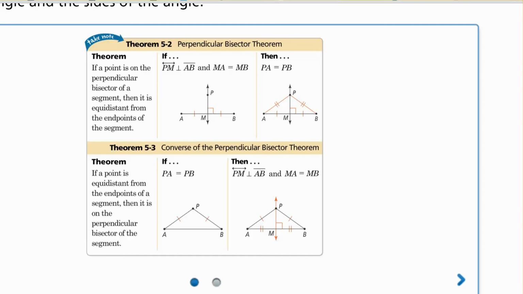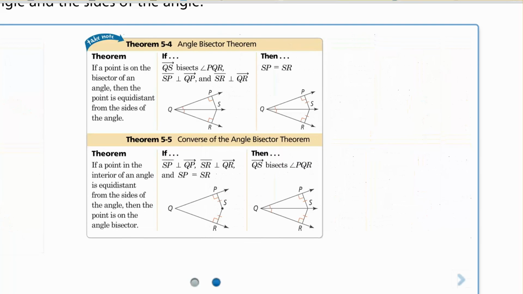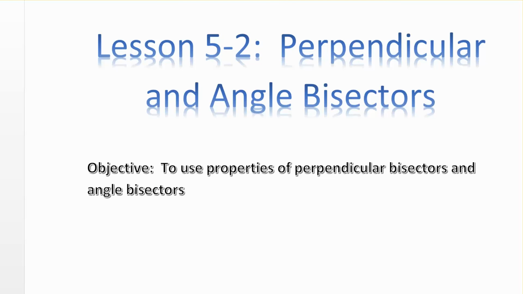Okay, if you haven't done so, make sure you get theorems 5.2, 5.3, 5.4, and 5.5 into your notes so that you have them. They're going to be pretty valuable as we move through the rest of this chapter. So that's lesson 5.2, dealing with perpendicular and angle bisectors and how to use them. And hopefully that objective of using properties of perpendicular bisectors and angle bisectors will help you through your homework. Your homework is on Math Excel, lesson 5.2, and we will work on it today in class or tomorrow in class, depending on when you're watching the video.